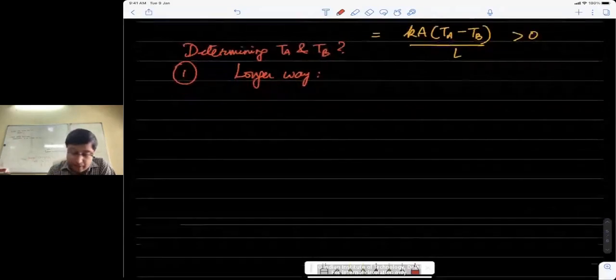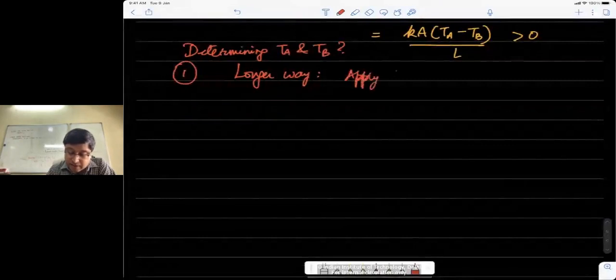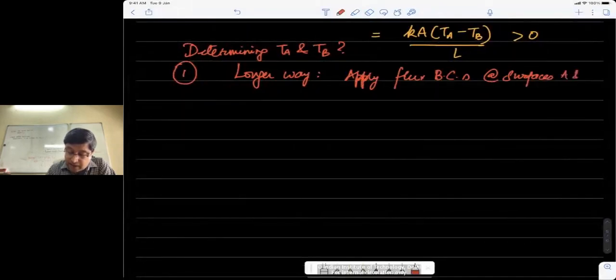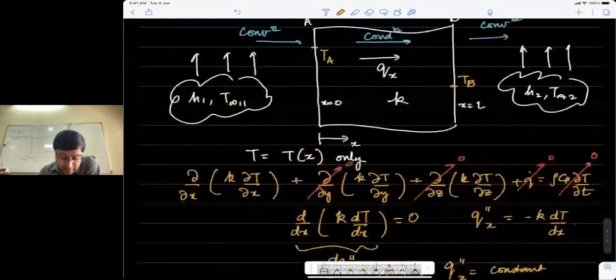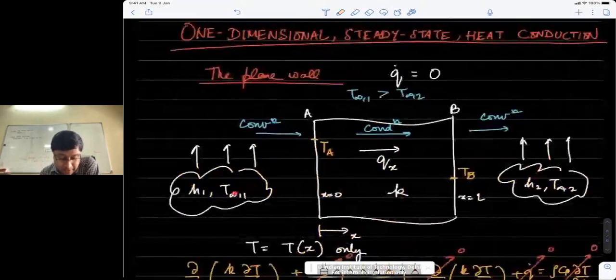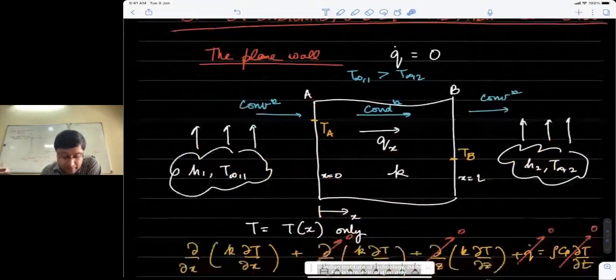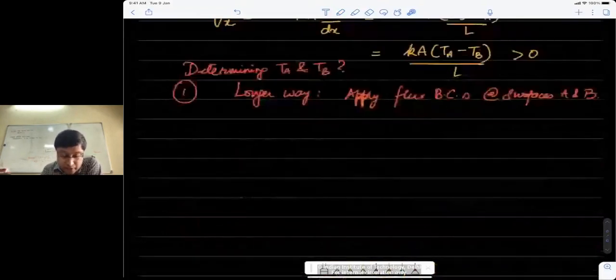So the longer way will be that I will apply flux boundary conditions at the two surfaces, A and B. So let me look at surface A first. What is going on at surface A? At surface A, we have heat transfer by convection being carried away in the form of conduction. So when I apply a boundary condition at A, I will write it very similar to the way I had defined the mixed boundary condition.